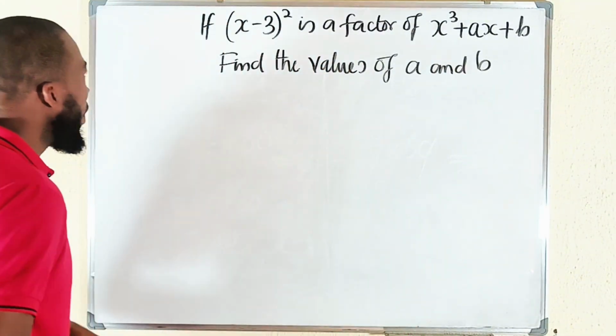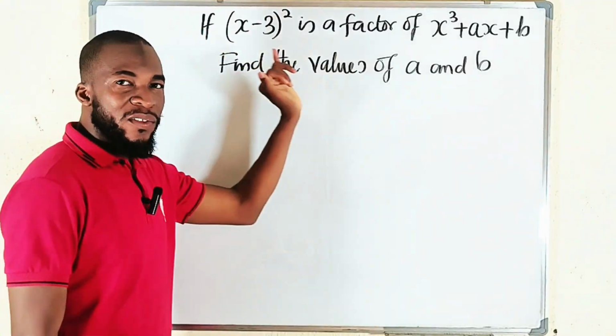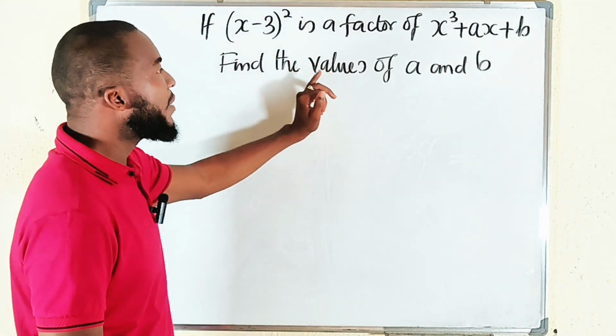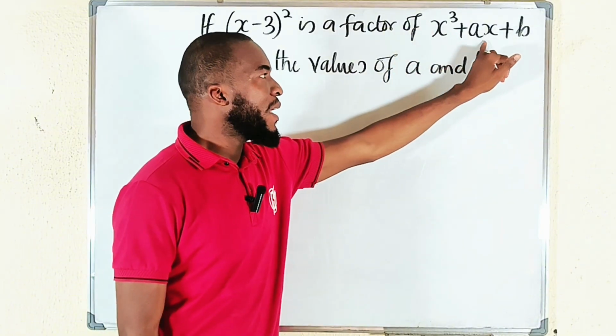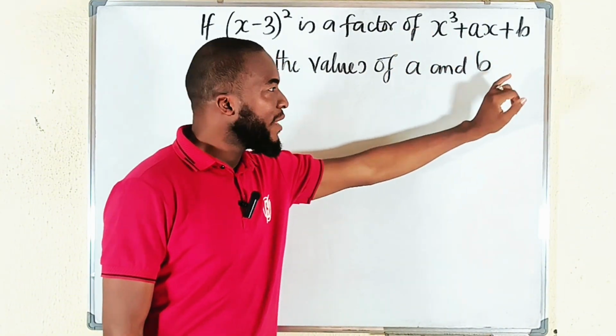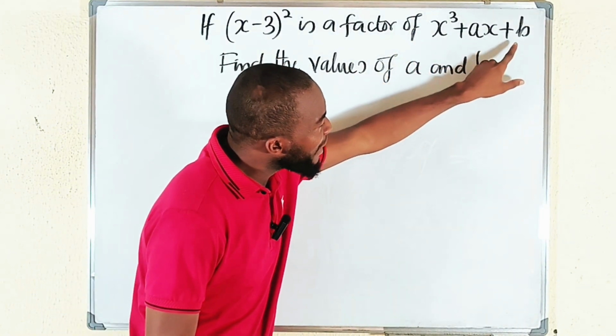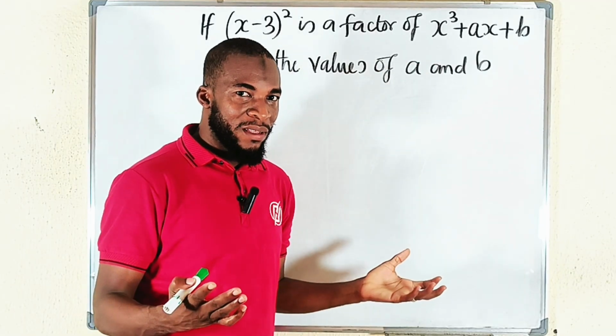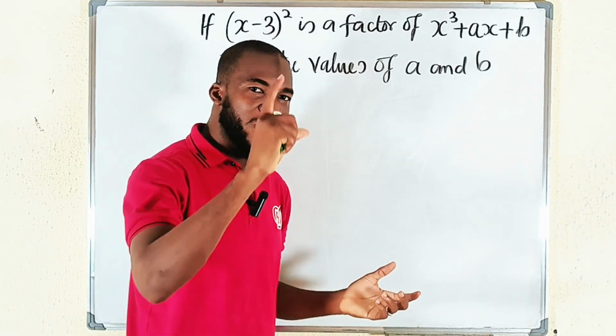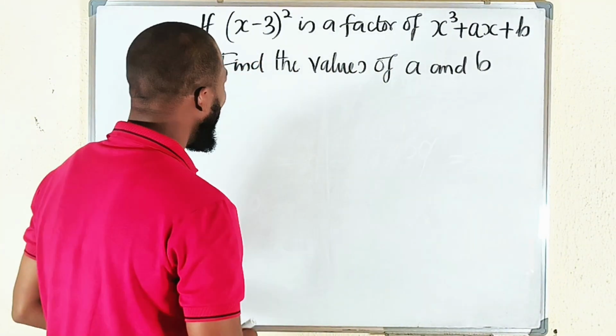Let's get started. The question reads, if (x minus 3) to the power of 2 is a factor of x cubed plus ax plus b, then we are asked to find a and b. So if you are in JSS class, I know you are familiar with long division. So we are going to do long division.